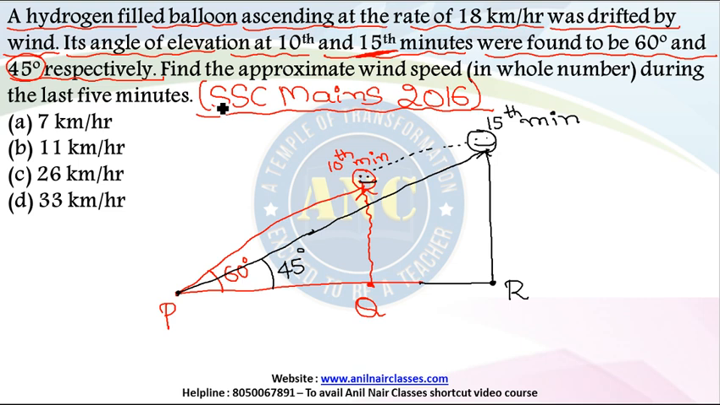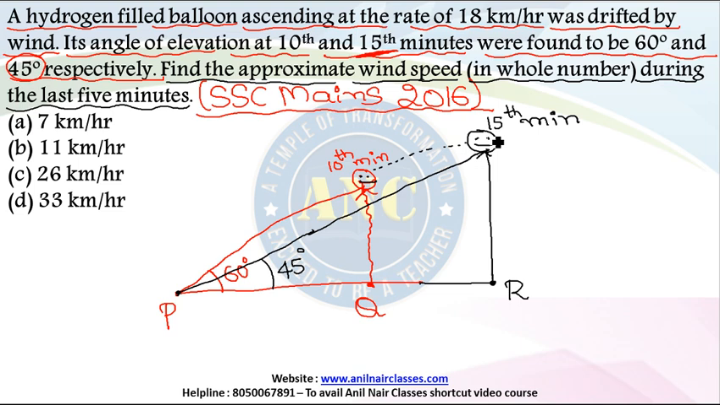Now your question is, find the approximate wind speed in whole number during the last 5 minutes. That means from the 10th minute to the 15th minute, what is the speed of the balloon? The speed of the balloon is given in the question as 18 kilometers per hour. That was not from 10th to 15th, that was till the 10th minute. But after the 10th minute, the balloon is drifted by the wind and it is moving like this.